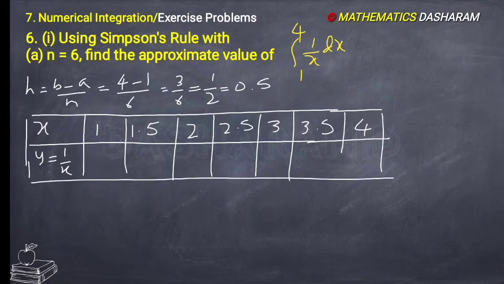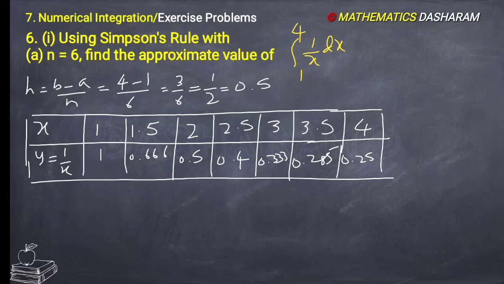When x value is 1, the y value is also 1. When x value is 1.5, the y value is 0.666. Next 0.5, next 0.4, next 0.333, next 0.285, and next 0.25.